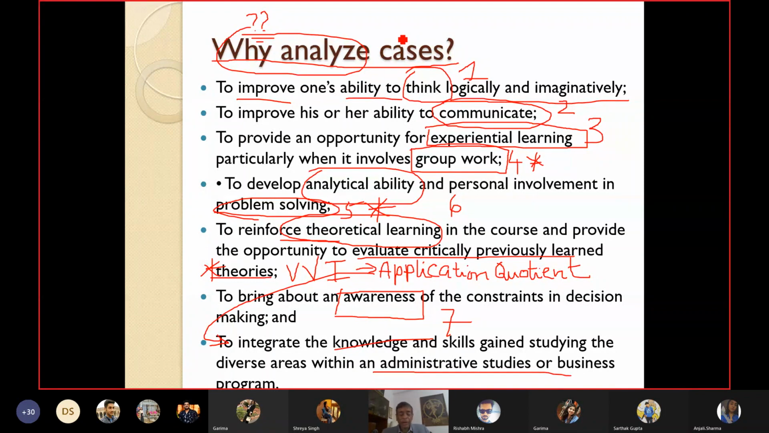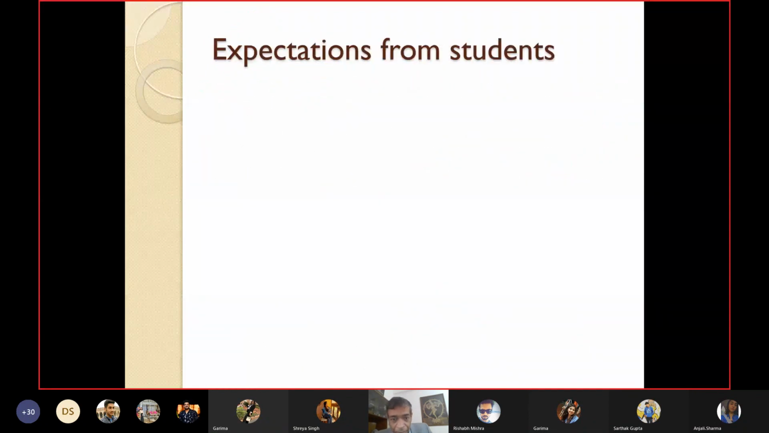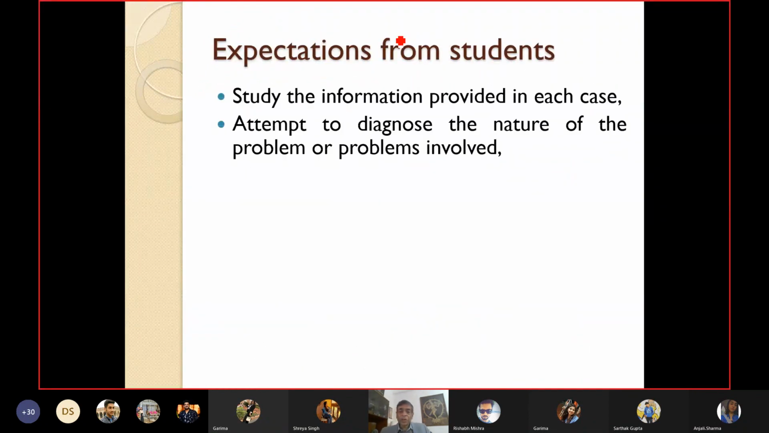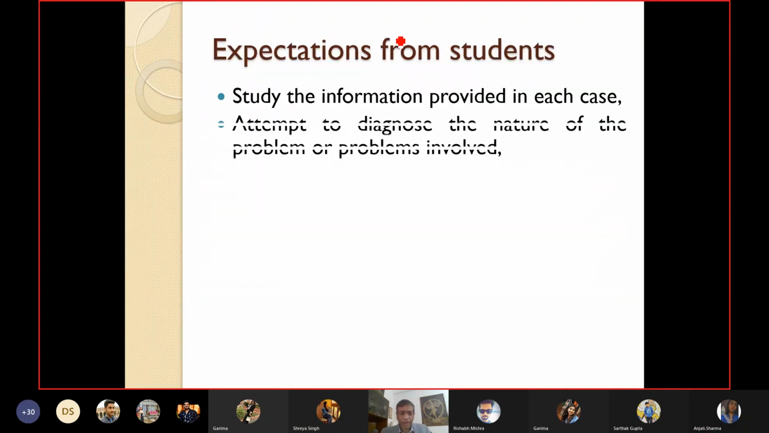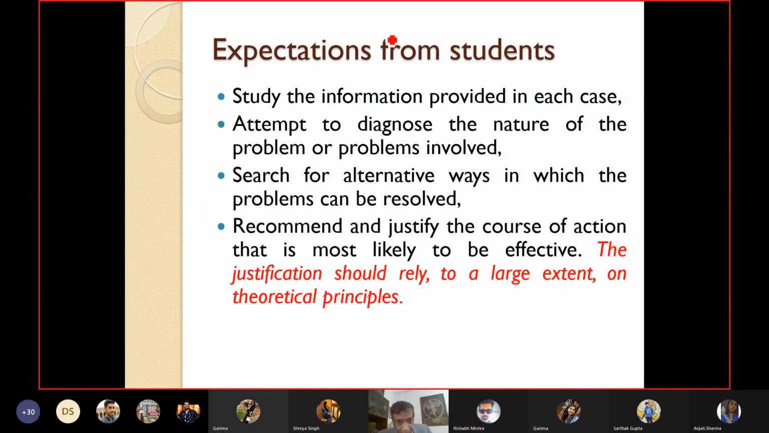So, ladies and gentlemen, the workshop today, techniques and application, this is what we do in a case study. The technique for analyzing a case and applying the principles of case study analysis. So, what do we expect from students, which is in fact you all? What do we expect from you all at the end of the day? Well, we expect you to study the information in the case.